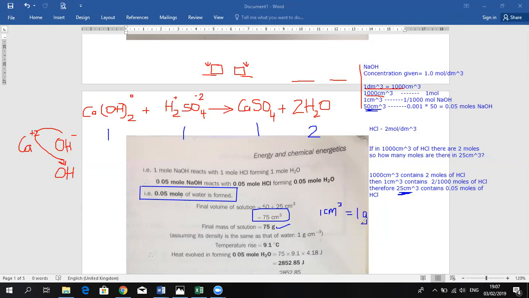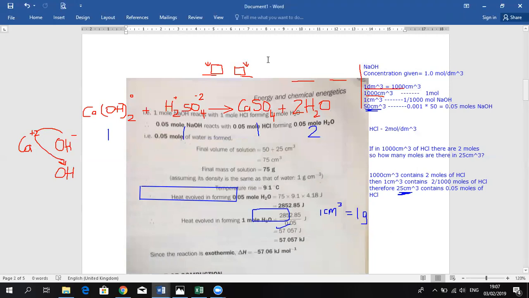So how come we found the moles? Right, we needed the moles because we're going to use that in this part here now. Okay. Right, so we needed the moles because now we need to plug these things into the formula.